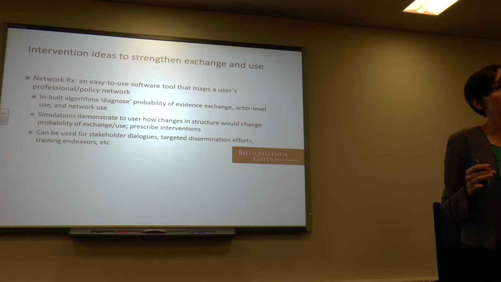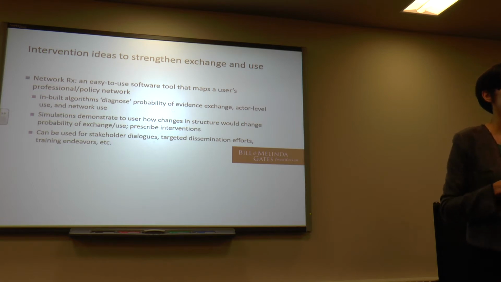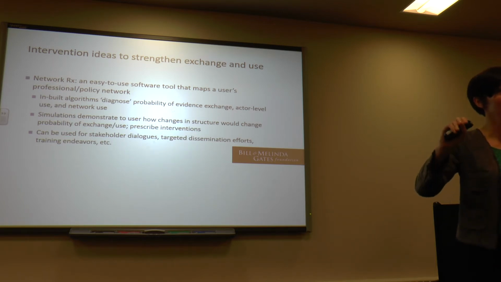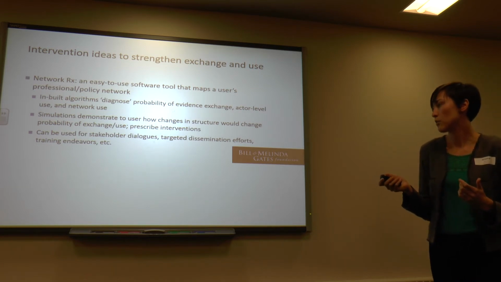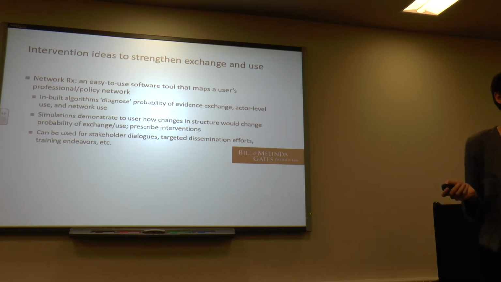And then it would diagnose issues in the network. So it would say, your network is very centralized. If you want to increase the likelihood that evidence or ideas or information will be exchanged and used, maybe you should start some committees here and here and here, and that will decentralize your network. So I think that this could be potentially interesting and something that requires a proof of concept study, of course. The Gates Foundation, for example, is interested in this type of tool.